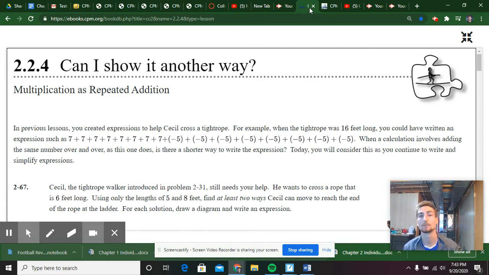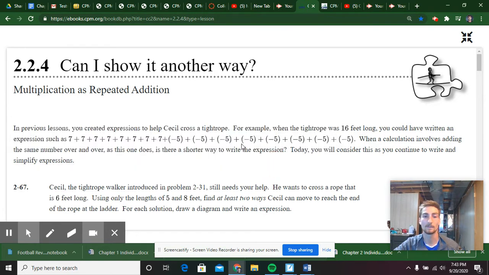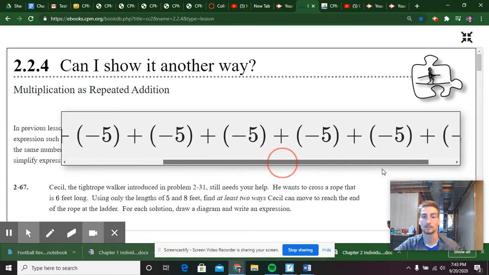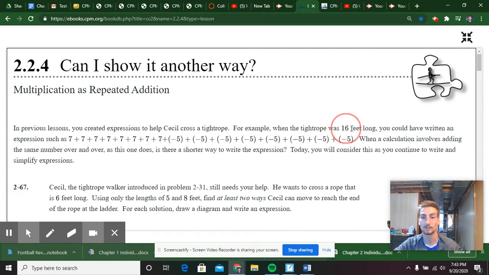plus 7 plus, way too long, right? But you could have written this entire equation here plus this entire equation here, and it would have gotten you to 16 feet. And so we're thinking, okay, maybe there's an easier way to write all of this instead of repeated addition, maybe like multiplication. So that's what we're going to look at today.